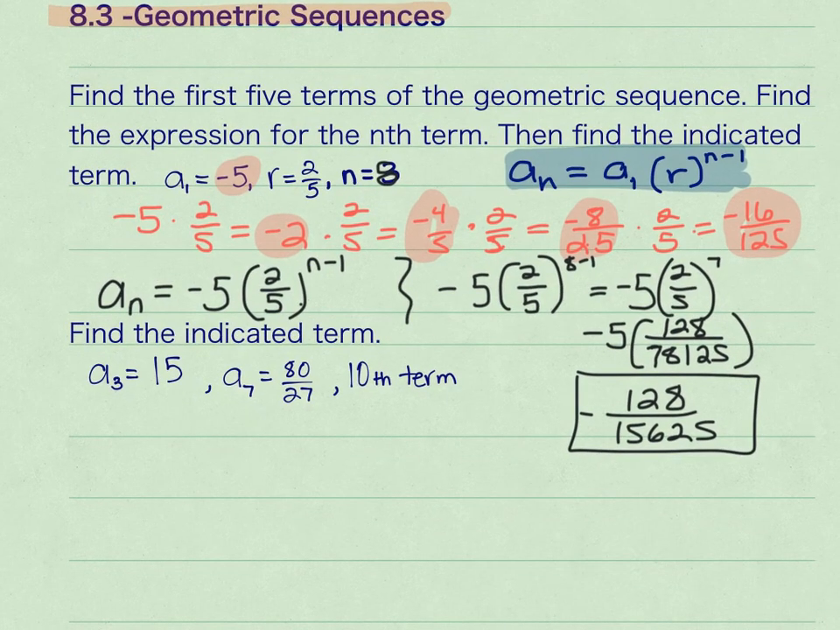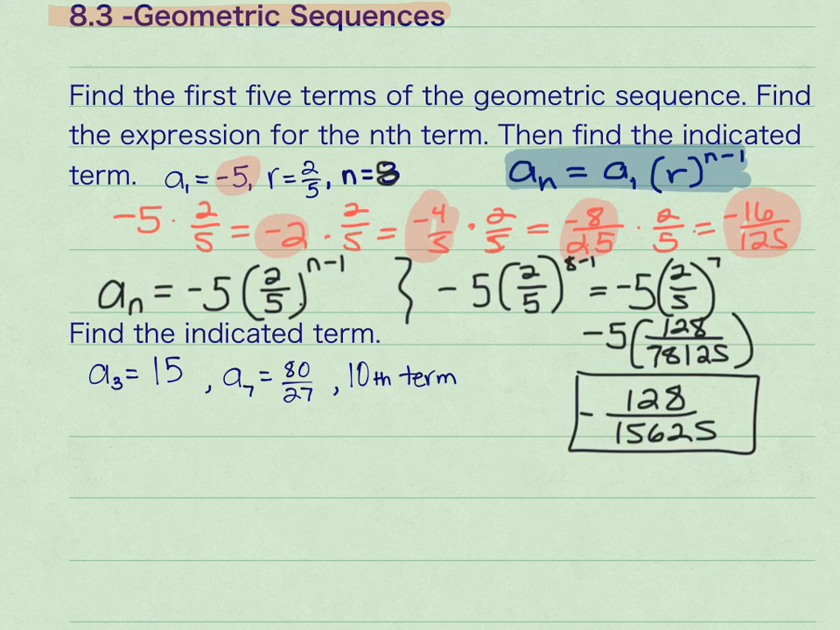15,625. Be careful. Make sure you read the instructions because there are 3 parts of those questions. And if you don't read it carefully, you might skip a part. Okay. First 5 terms was the first part. Expression for the nth term is the second part. And then the overall indicated term at the end, the 8th term in this case.